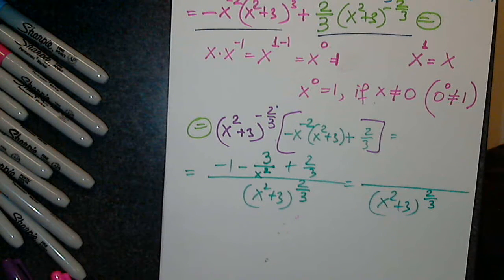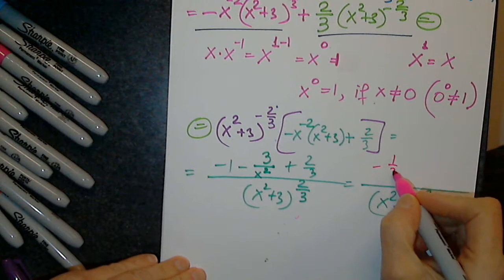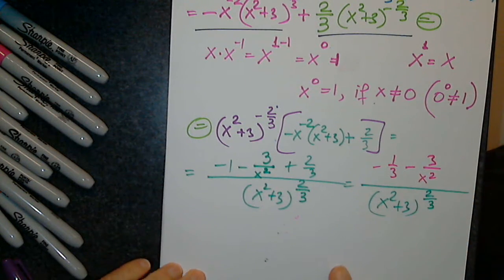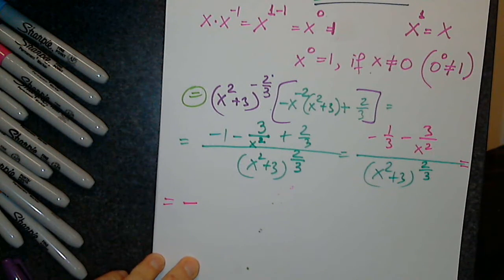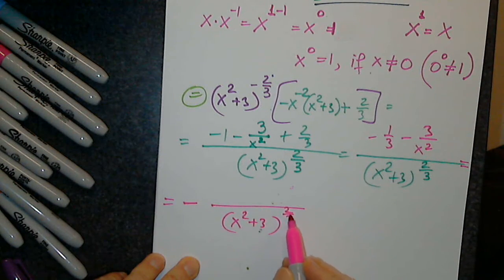So next step. Would it be negative 1? I have to find the least common denominator, but you're right, negative 1 plus 2/3 would be negative 1/3. I agree with that. So negative 1/3 minus 3 over x squared. Honestly, I would like to take the negative in front and make those two positive, so I don't have to worry about negative and negative. Who knows? I may forget about it.